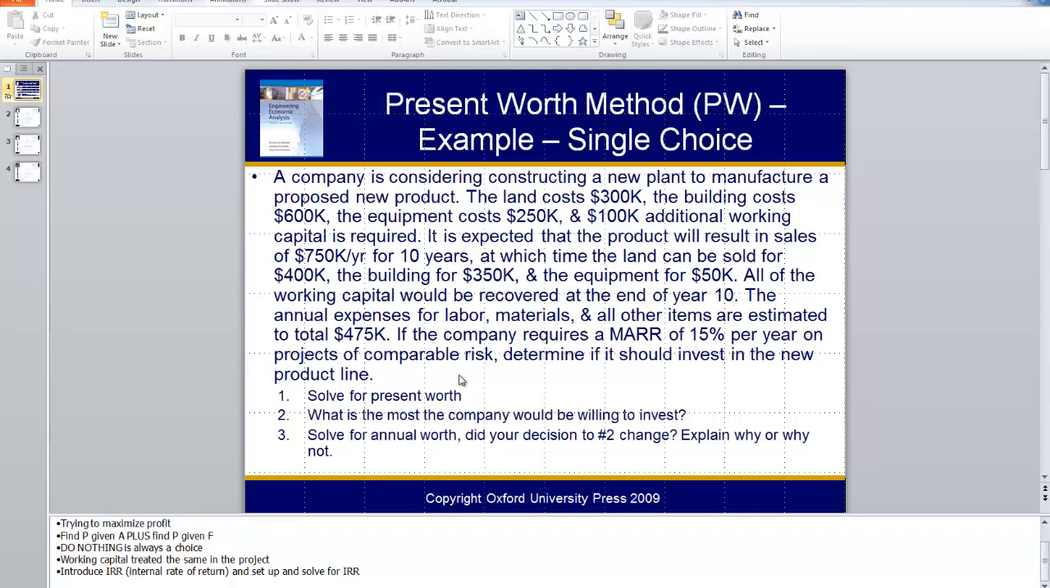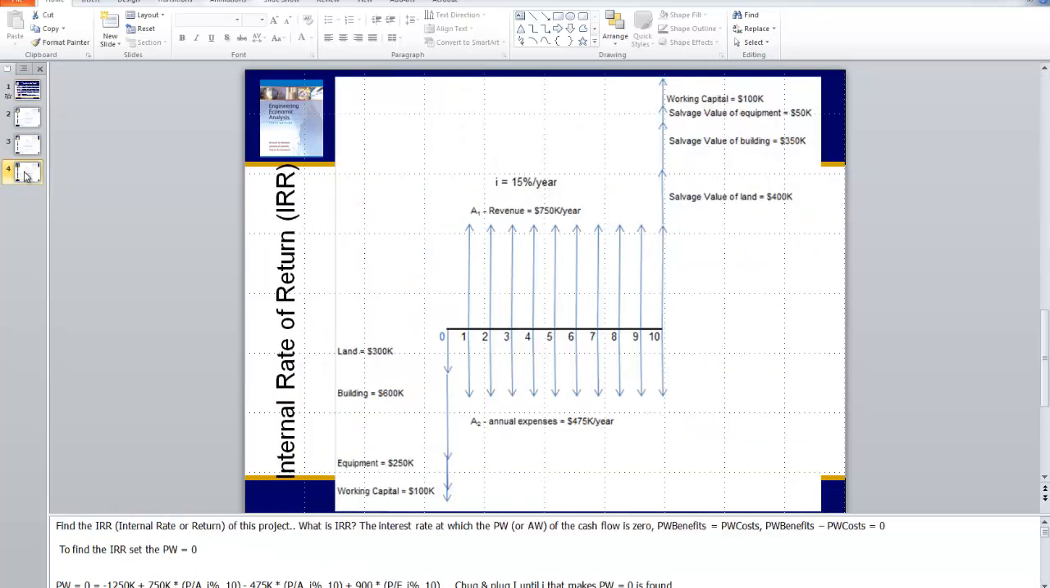What is the rate of return? What percent return are we getting on this investment? We know it's greater than 15% because we're positive. Both our present worth and our annual worth are positive, so we know it's higher than 15%. But exactly what is it, and how do we figure that out? So we do the same thing here. We start off with our cash flow diagram, which is always our friend, so it looks just like it did before.